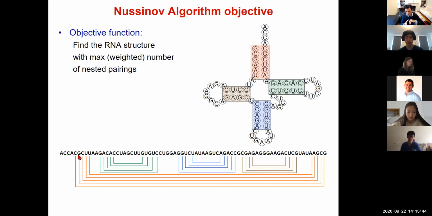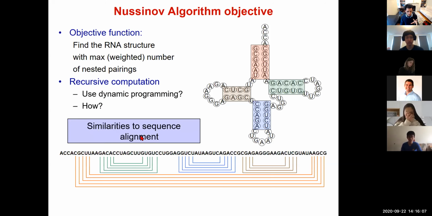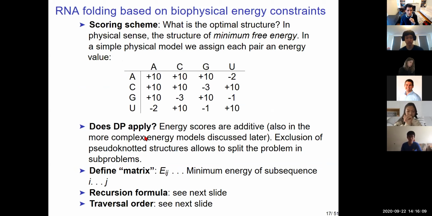Maybe there's 4 choices, and that would be 4 to the n possible folds for a sequence of n characters. So that's an exponential space. We want to explore it in a polynomial fashion. So we're going to define a recursive computation using dynamic programming that allows us to do that. And the how is very, very cool and tricky. So it's similar to sequence alignment, but a little more fancy.